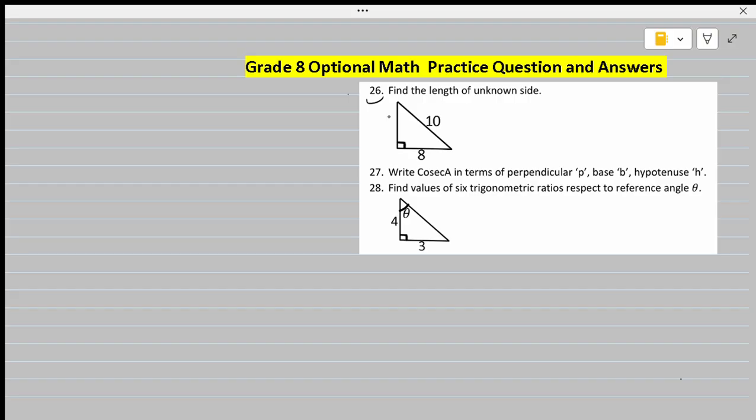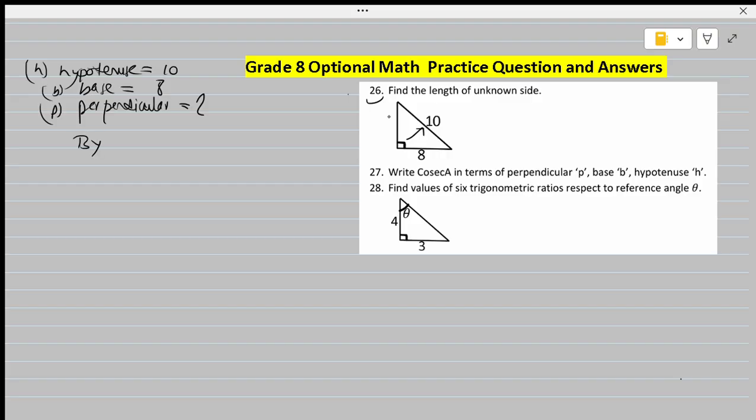So here the side which is opposite to 90, that we call hypotenuse, is it? So hypotenuse we do have here 10, and 8 that horizontal side, that you can say base, because here the reference angle is not in effect, right? So base is 8, and perpendicular we have to find, is it? And we symbolize hypotenuse as H, base as B, perpendicular as P.